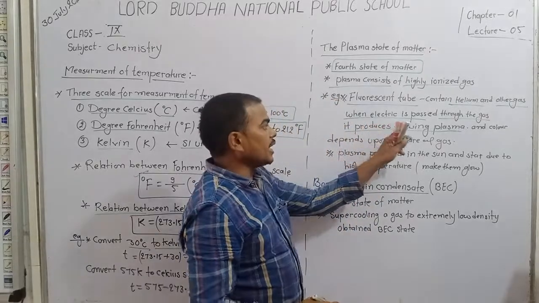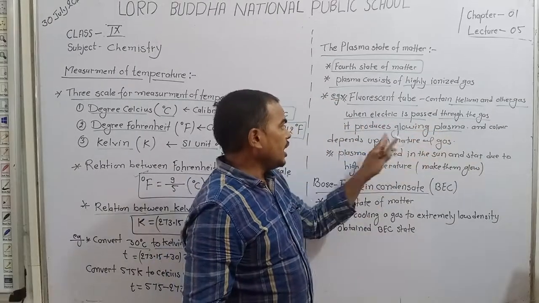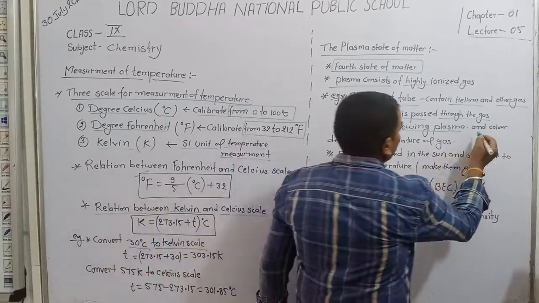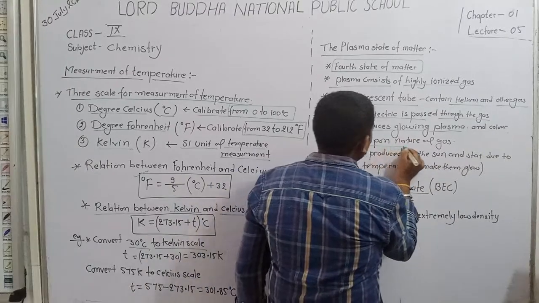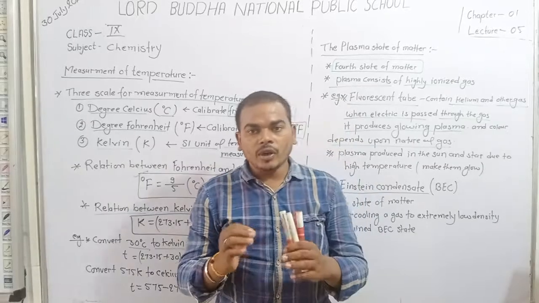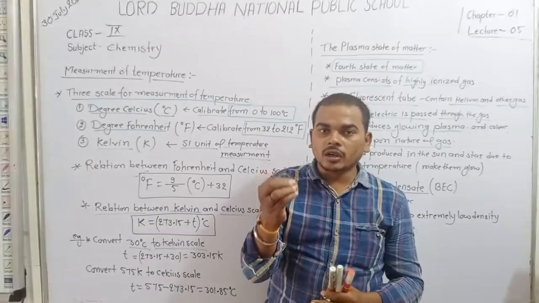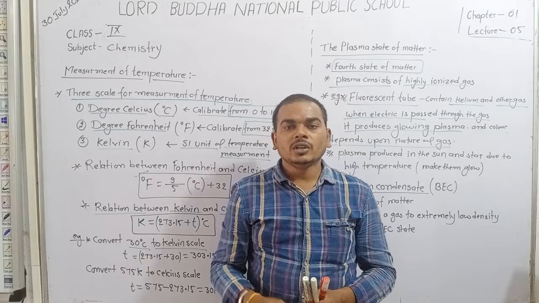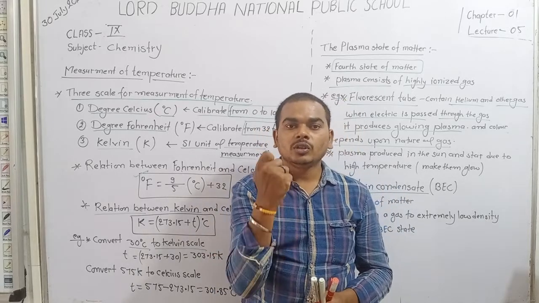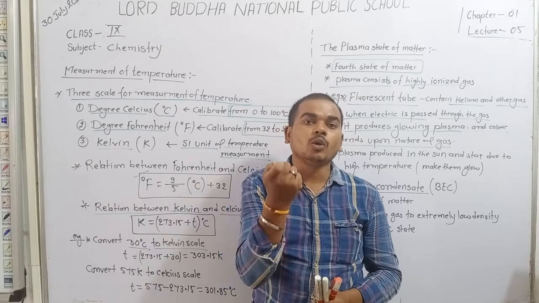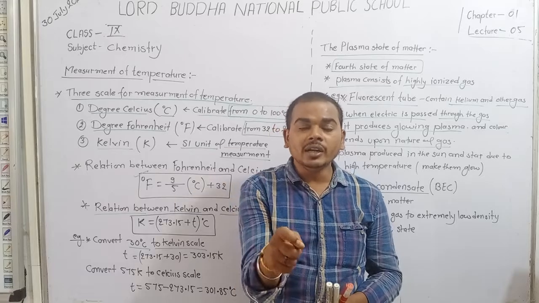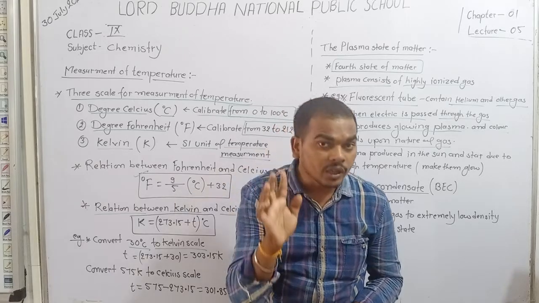So when electricity passes through the gas, it produces glowing plasma, and the colors depend upon the nature of the gas. All gases become ionized when we pass electric current through them, and the ionized gas is known as plasma, a glowing material. But the color of the glow depends upon the nature of the gas.